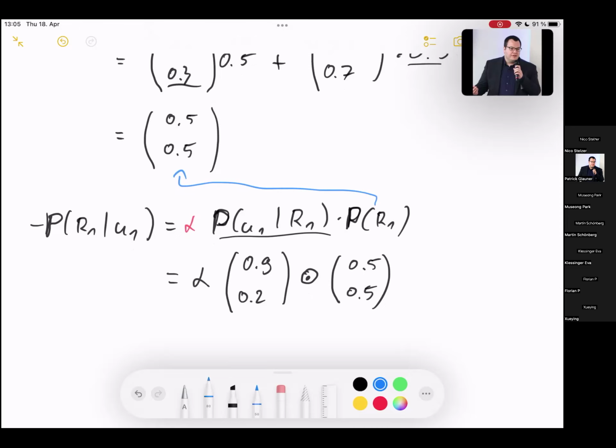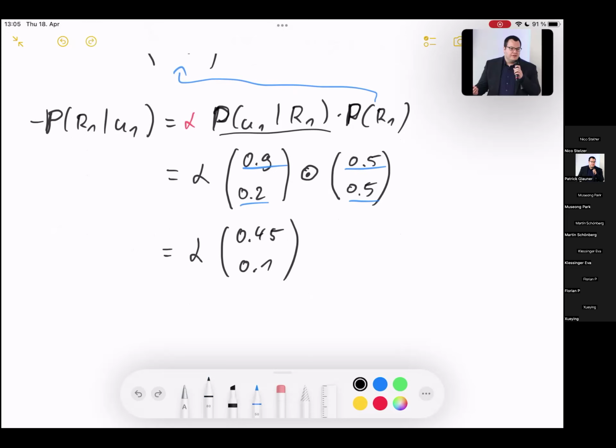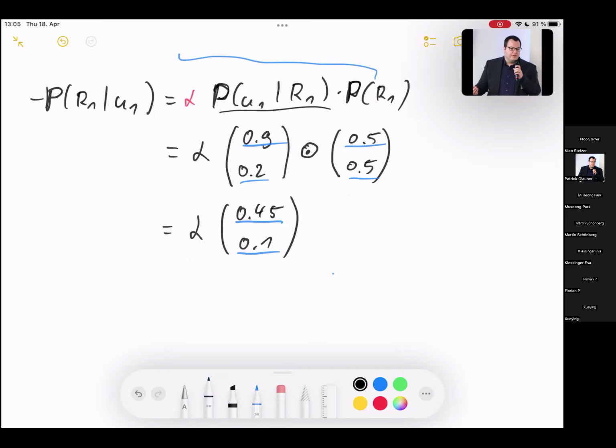Element-wise multiplication means we multiply these two, and we still have our normalizing constant. So 0.5 times 0.9 is 0.45, and the other one is 0.1. We want these to be concrete probabilities, but they are unnormalized. So the way we can normalize them is we divide 0.45 by the sum of 0.45 and 0.1. And 0.1 is divided by the sum of those two as well. And this is how you actually normalize.